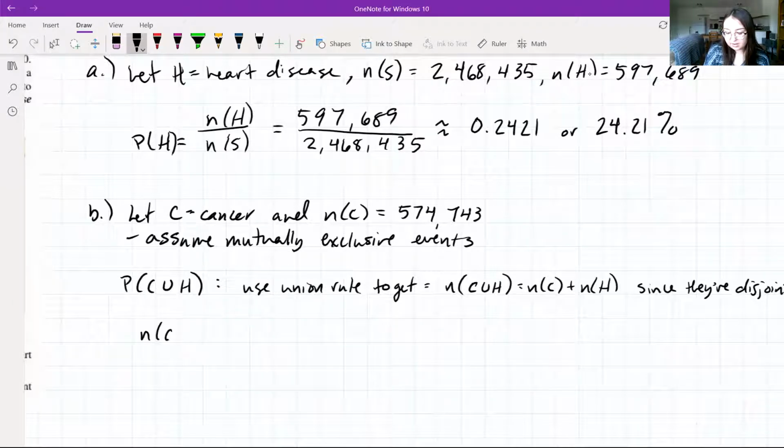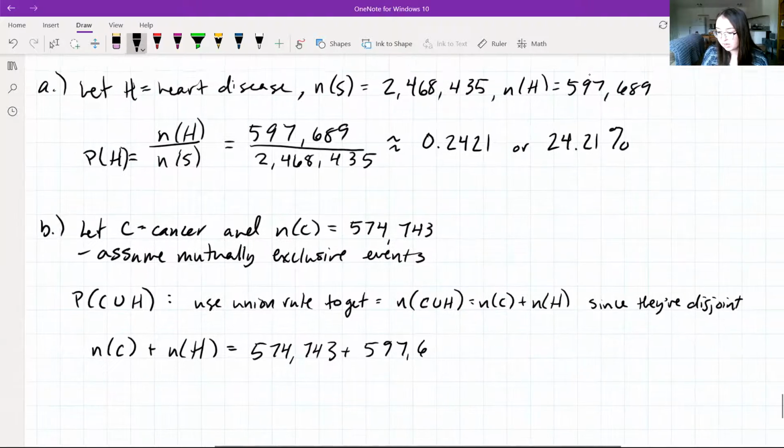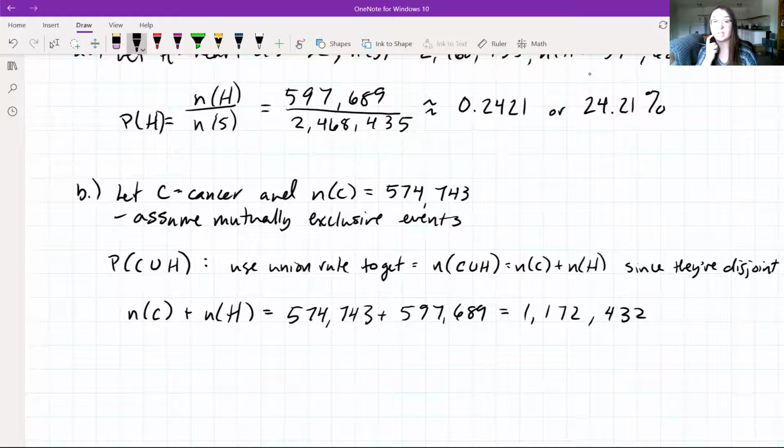So we see that N of C plus N of H is going to be 574,743 plus 597,689. When we add these values together, we're going to get 1,172,432.